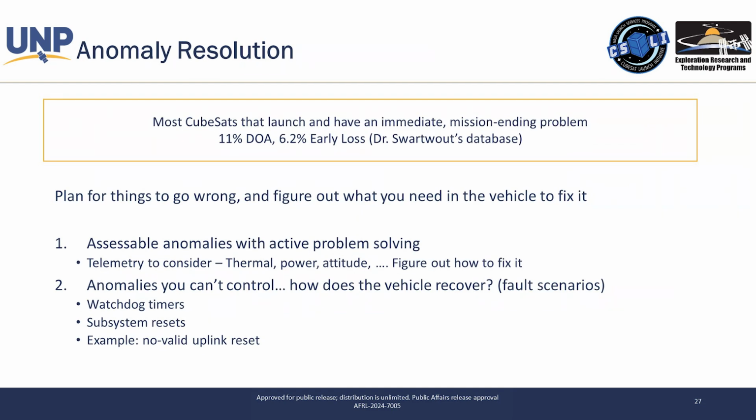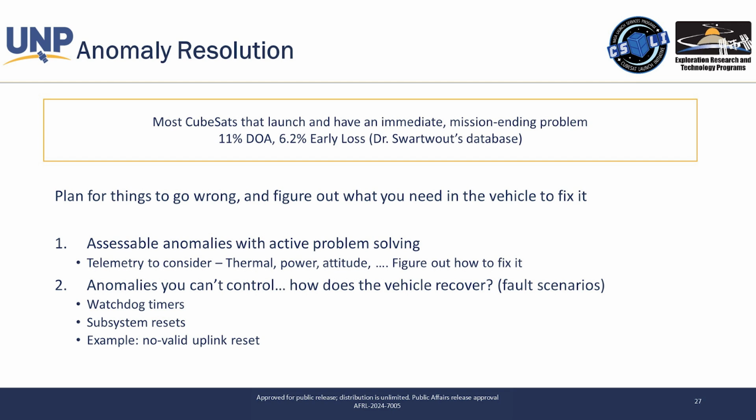So, anomaly resolution, we're coming back to that pin that we put in just a few slides ago. Things are going to go wrong. It's not an if, it is a when. About 11% of CubeSats that launch are dead on arrival, 6.2% have an early loss, and all the rest will have some kind of anomaly at some point. Most likely multiple, assuming that the first one doesn't completely kill your satellite. And how do you avoid it killing your satellite? We'll talk about it a bit.